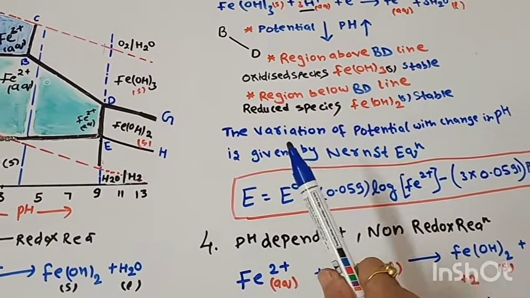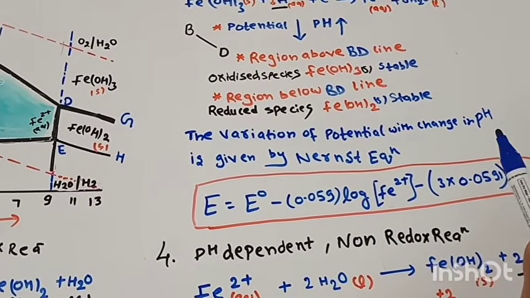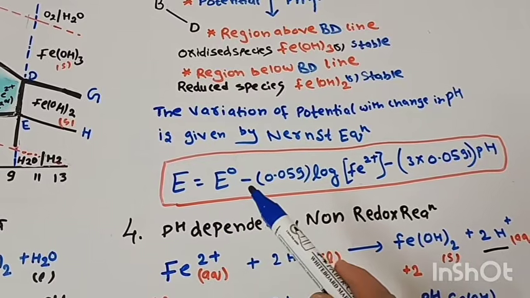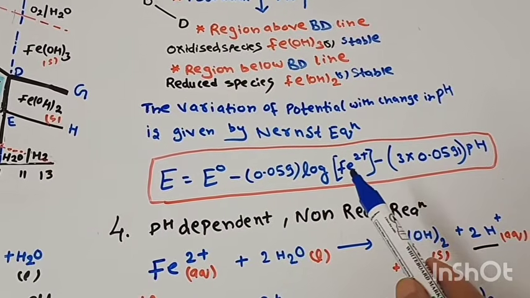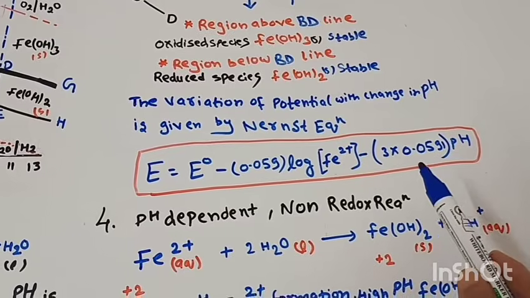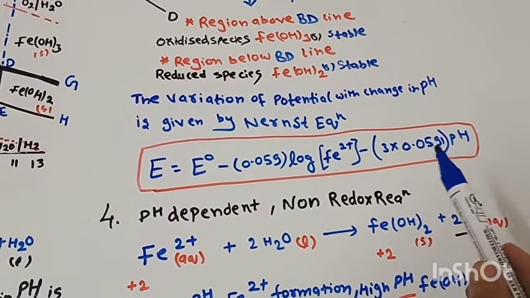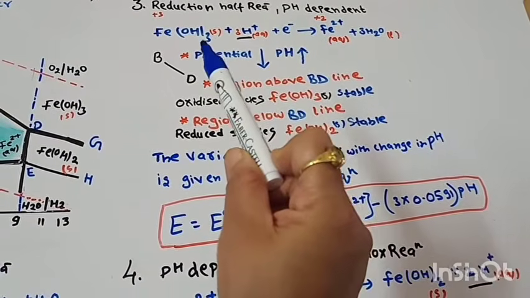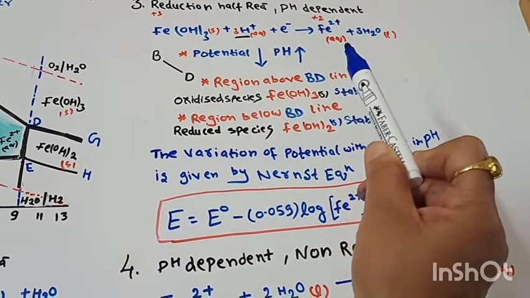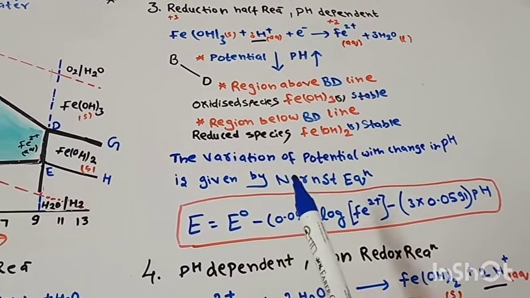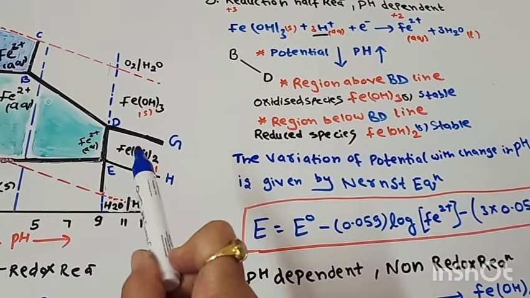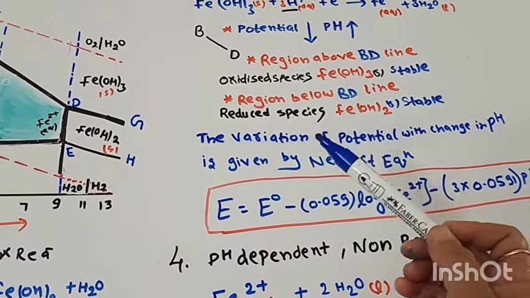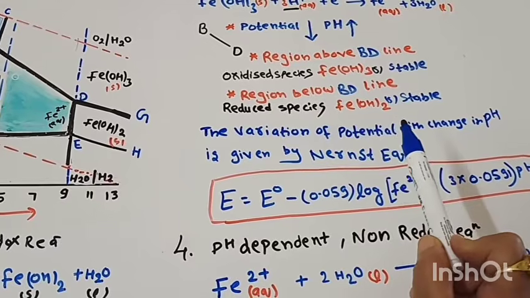So we can say for this, the variation of the potential with the change in the pH is given by the Nernst equation as follows: E equals E naught minus 0.059 log of ferrous ion minus 3 into 0.059 pH. So this is for the third reaction, that is our ferric hydroxide species getting reduced to Fe2 plus ions, and here the most important thing is that along the BD line we have to remember that on one side our ferric hydroxide species is more stable, and on the other side our ferrous hydroxide species is more stable.